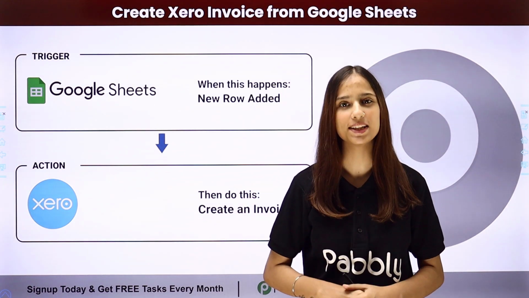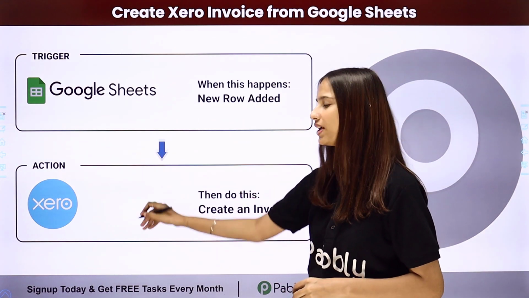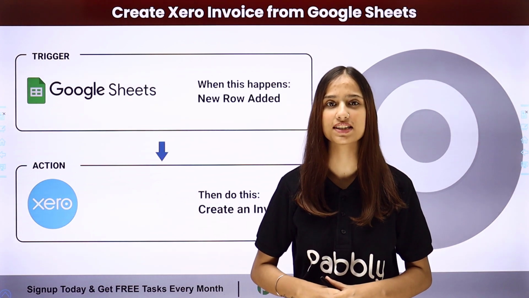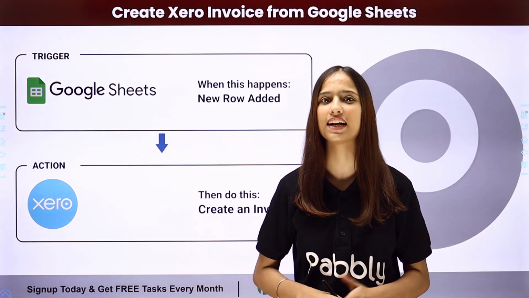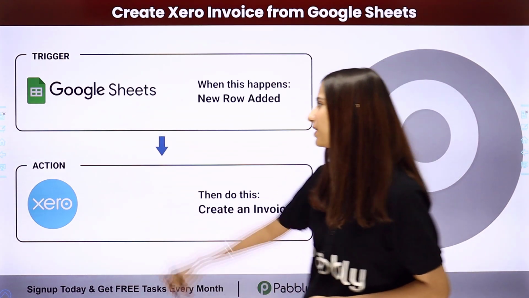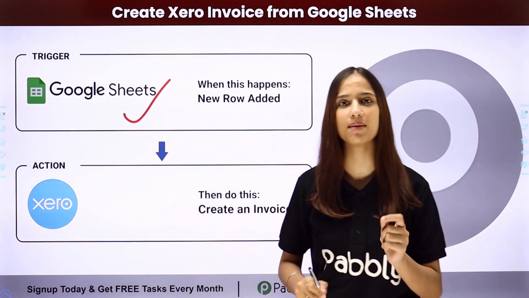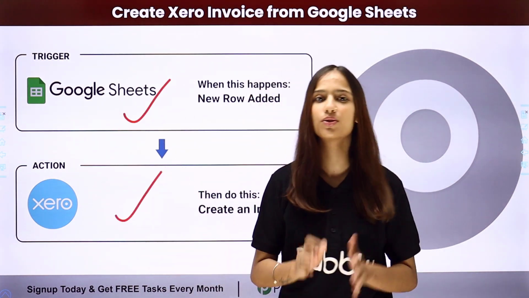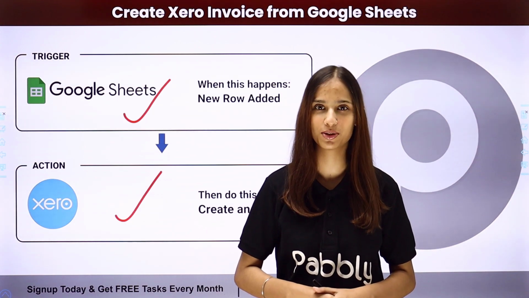So now to do this, I need to build an integration between these two applications, for which I will be using this amazing integration and automation software, that is Pabbly Connect. Here my trigger application will be Google Sheets and my action application will be Xero. So to learn more about this integration, follow me through the screen.